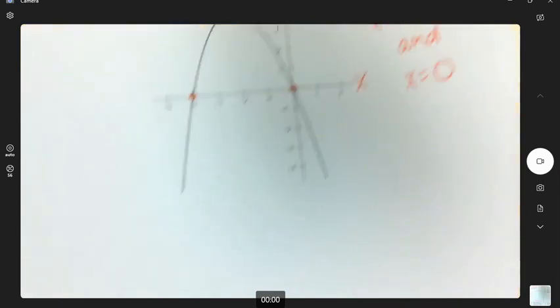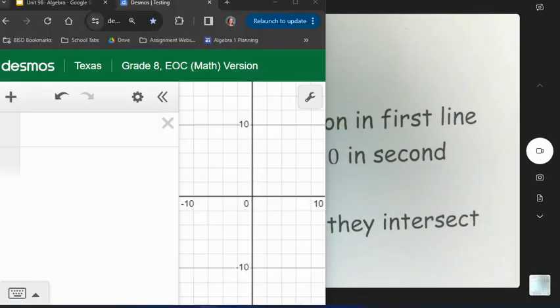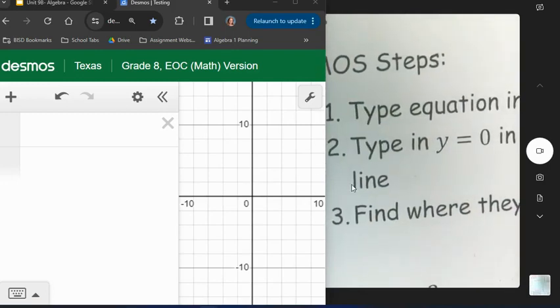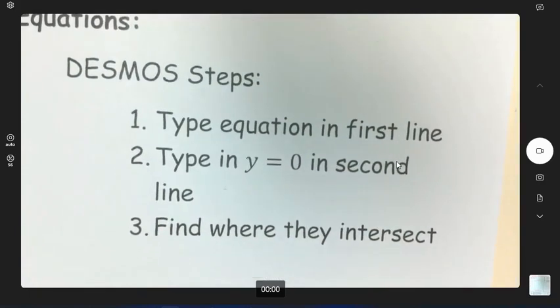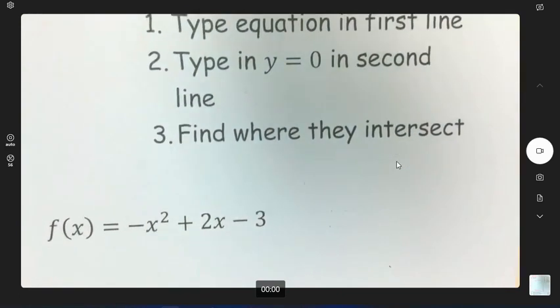Okay, equations. It says Desmos steps. So we are going to use Desmos. Open up your computer. Go to Desmos. We are going to look at how we use Desmos. So let's look at the equations. So we do have equation steps. It says type equation in first line. Step 2, type in y equals 0 in the second line and find where they intersect.